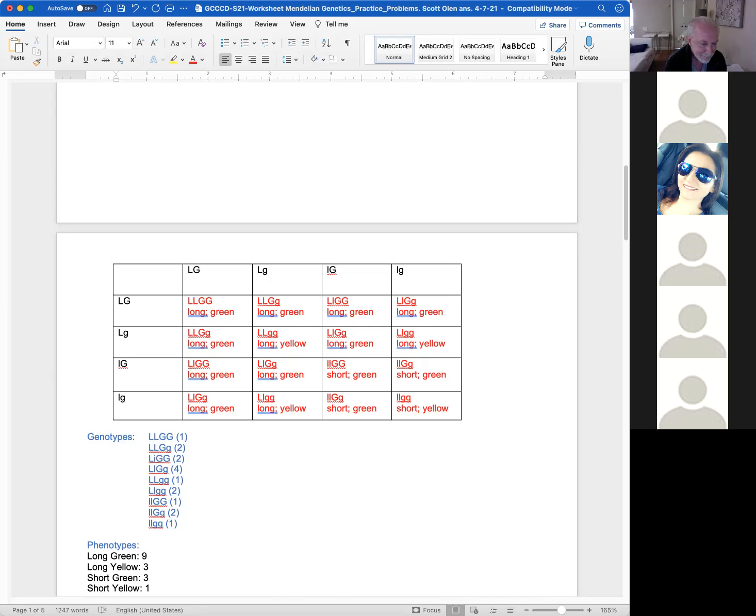Then the long greens were the most that you produced, but it may not come out to exactly 9-3-3-1. This is simply using statistics to tell you what you can expect, somewhere in that neighborhood. Now for the genotypes though, that is not a guess. That is the only combinations of genotypes that can be produced. So it's the phenotypes where things may come out a little different looking.